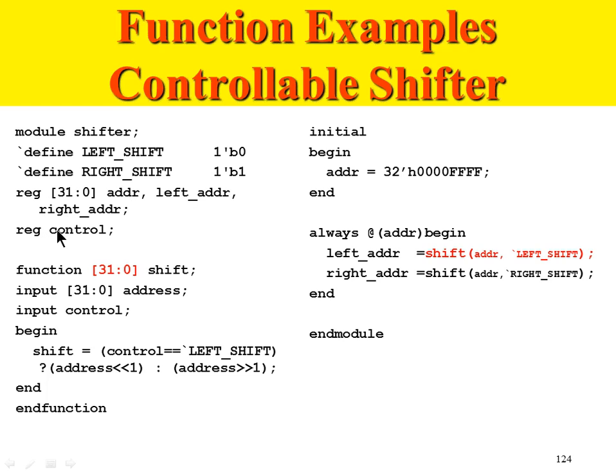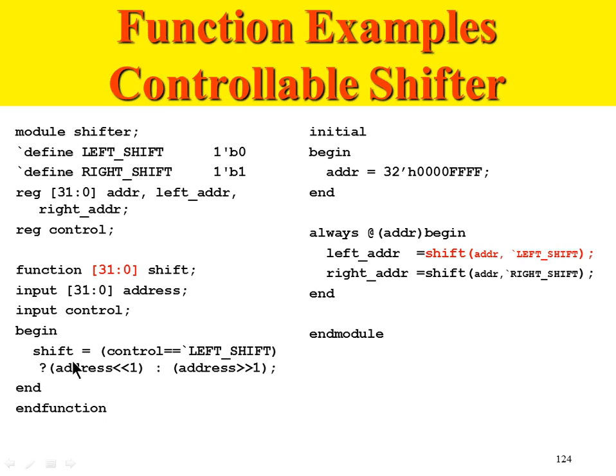Left address and right address, each of them is a 32-bit register. Control is a single-bit register at a module level. Function shift [31:0]. So there is a function called shift, and the shift will be the value written back from the function, and this is a 32-bit value. There are two inputs to the function: address, which is 32 bits, and control, which is a single bit.